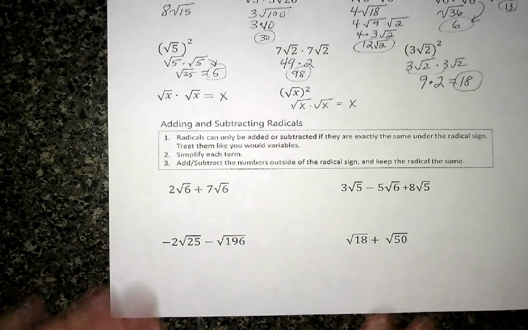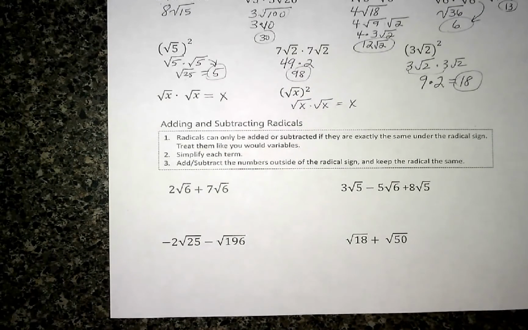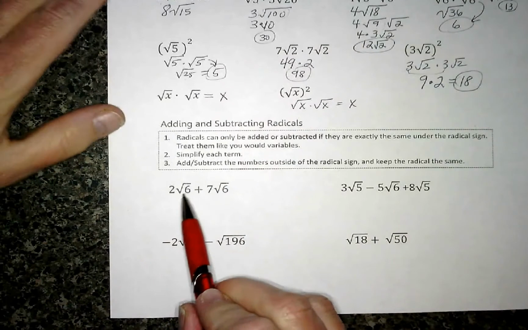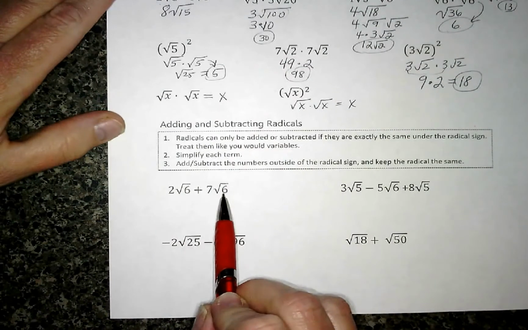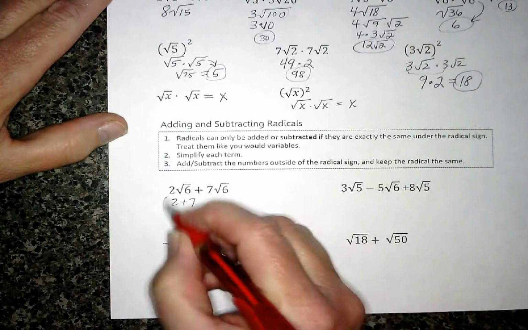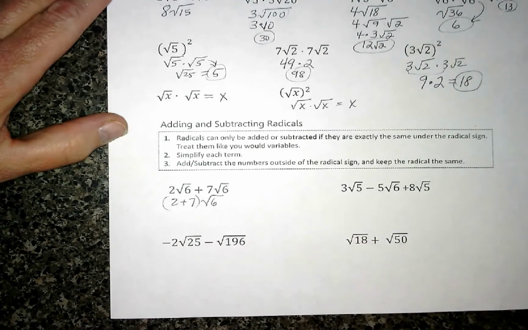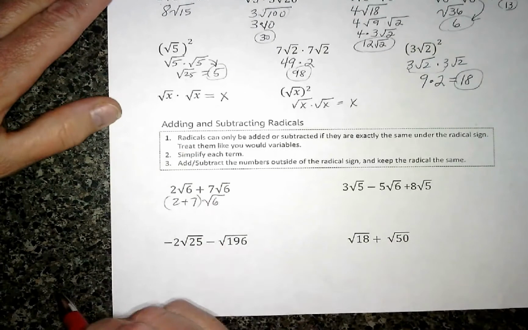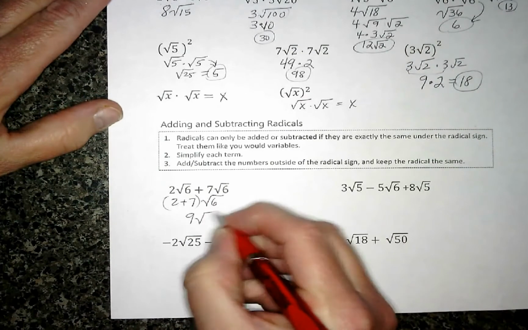For adding and subtracting, we treat it similar to like variables, like 1x plus 2x equals 3x. Variables can only be added or subtracted if they're exactly the same. Same thing with radicals. I can only add and subtract if the square roots are exactly the same. So for example here, I've got square root of 6 on both of these terms. So I'm going to take 2 plus the 7, and I'm going to put those together. I can actually add those front numbers. That's going to give me 9 square root of 6.